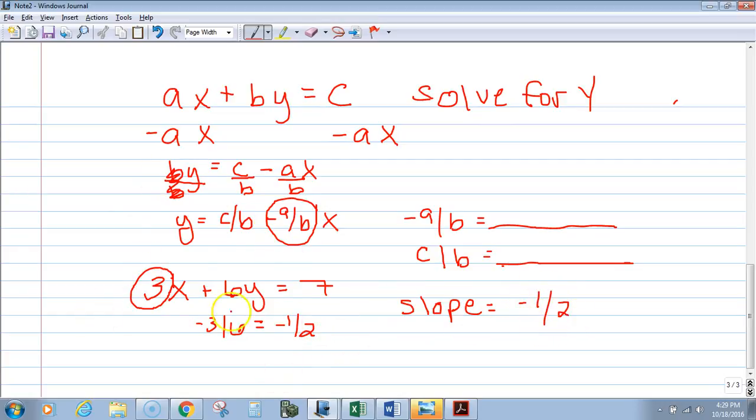And I can find that just from here. And my y-intercept is going to be C over B. C is 7, B is 6. And we can't do anything with this, really. We don't like to turn numbers over 6 usually into decimals because it ends up being repeating, especially this one. So 7 over 6 is just going to be our y-intercept.